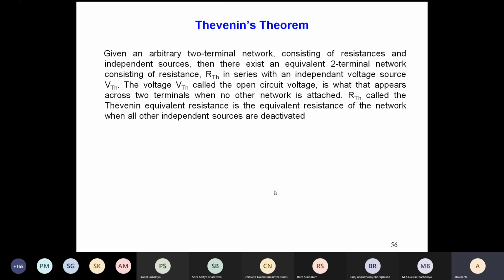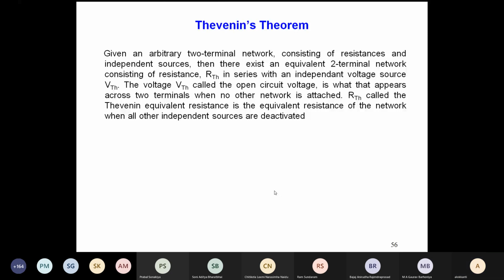That whole network can be replaced by an equivalent network consisting of a resistance RTH, which is called the Thevenin resistance, in series with an independent voltage source VTH. The voltage VTH, called the open circuit voltage, is what appears across two terminals when no other network is attached. RTH, called the Thevenin equivalent resistance, is the equivalent resistance of the network when all other independent sources are deactivated. Again, this concept of deactivation will come.